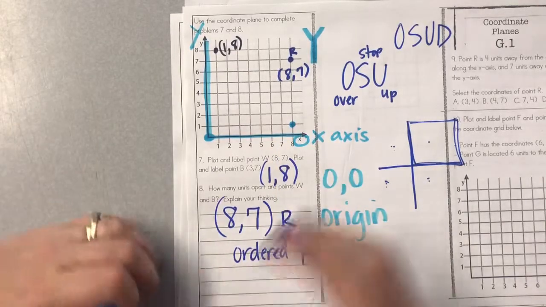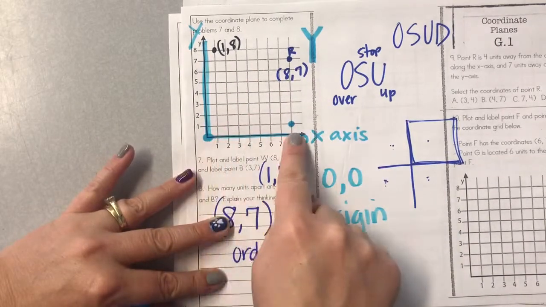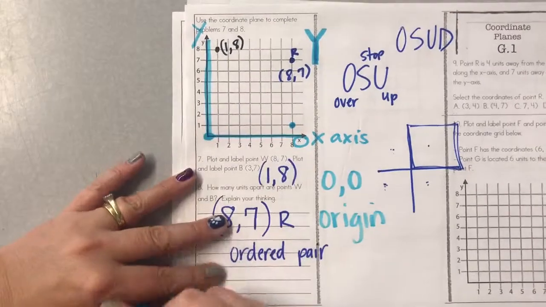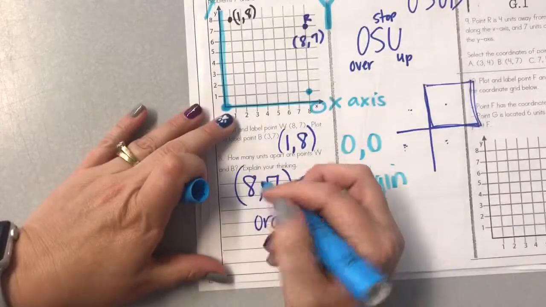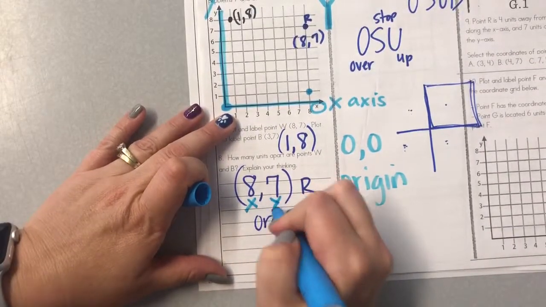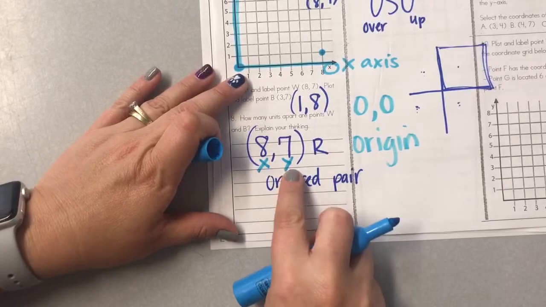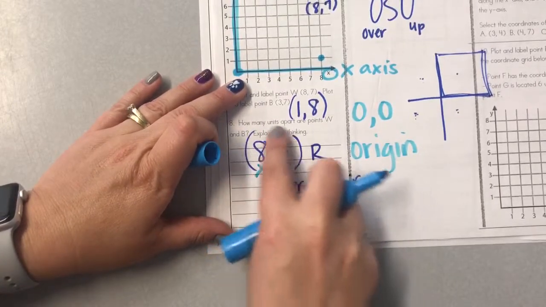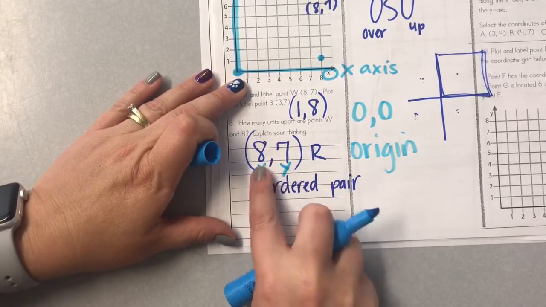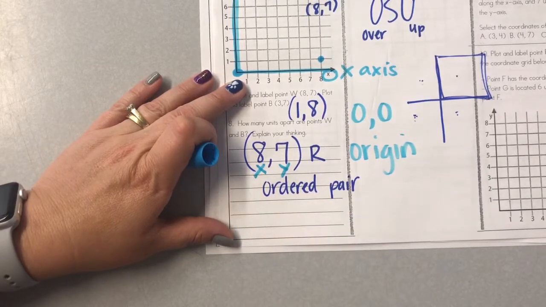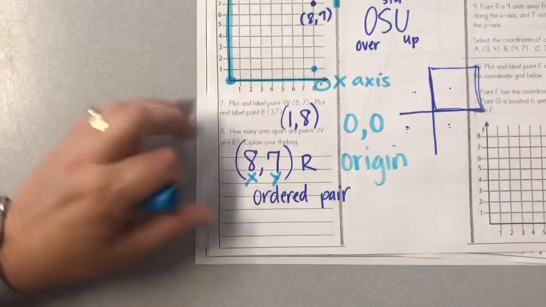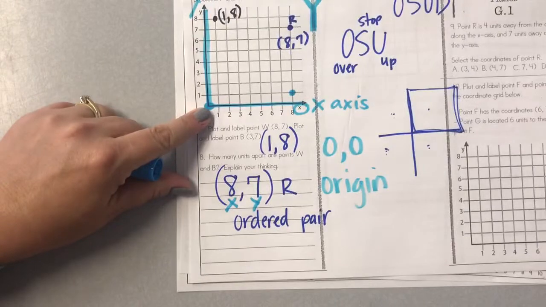So this is a coordinate plane. You've got the x-axis and the y-axis, and we have our x value and our y value in an ordered pair. This is called an ordered pair because it's a pair of numbers that we have to work with in the right order. You always start at the origin, you go over, then up.